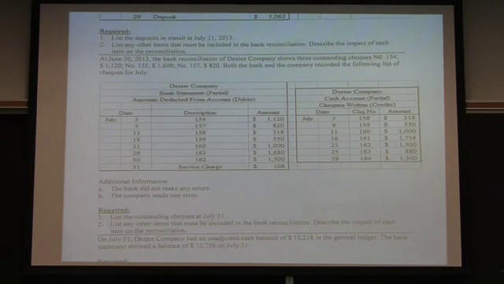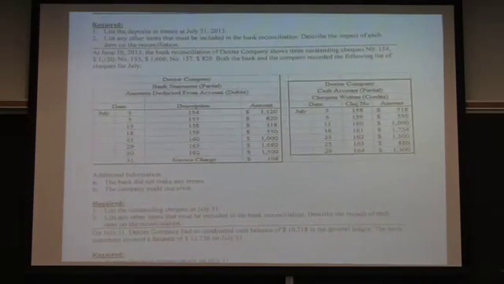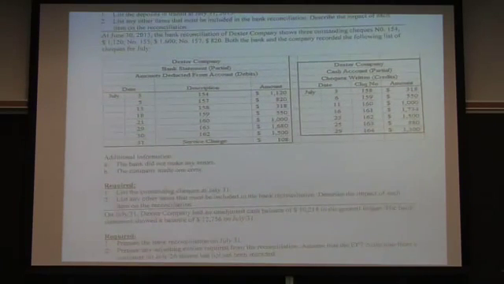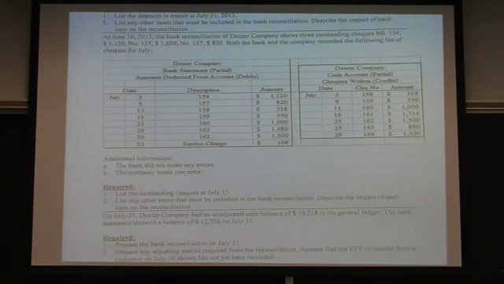So they also give you, again, what has gone through the bank from the bank statement, what checks have been cleared through the bank, and they have also accounted for the ones that were issued by the company from the company's record. The additional information they gave you is that the bank did not make any errors. The company did make one error. So in our reconciliation, we've got to watch out for that error.